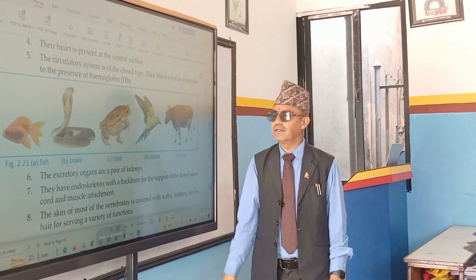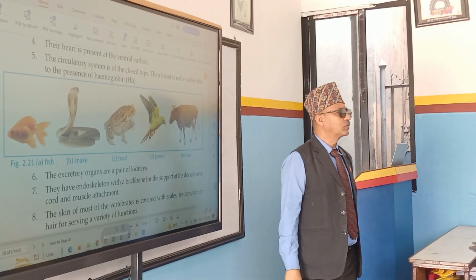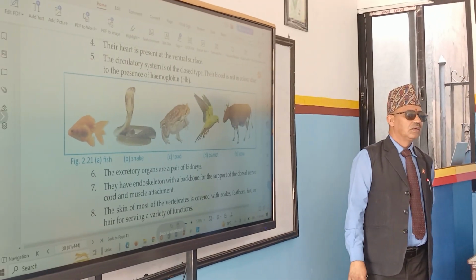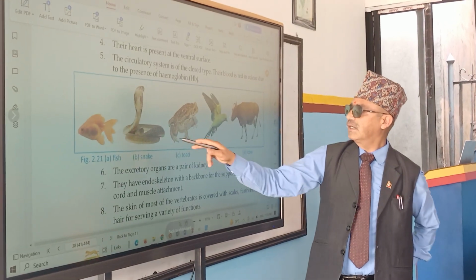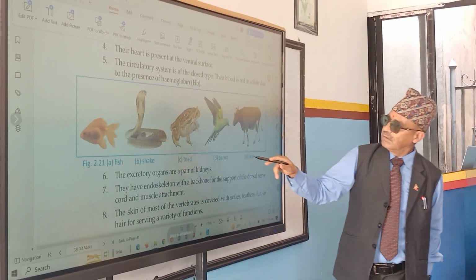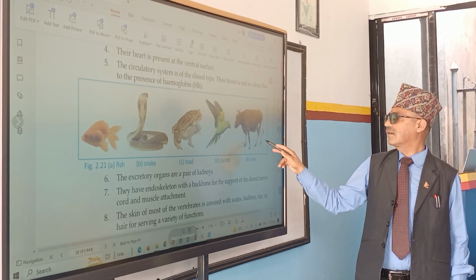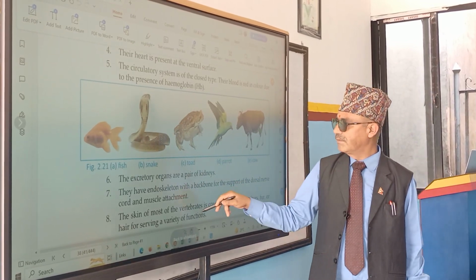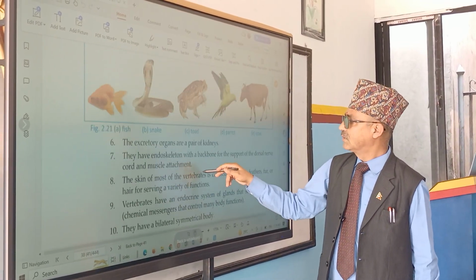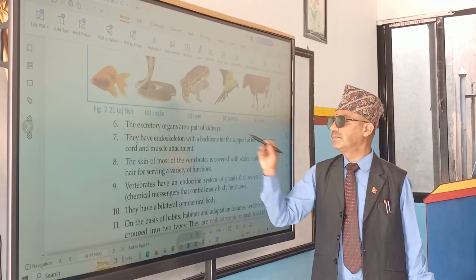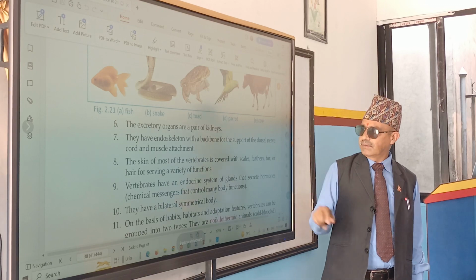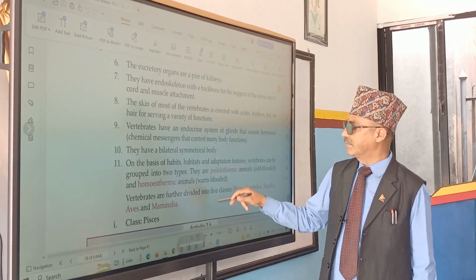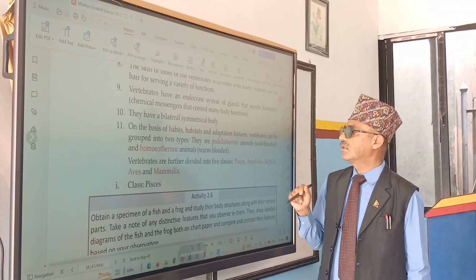Here are some of the animals which belong to vertebrata. What are they? One is fish, snake, toad, frog, parrot, and cow. So, how do they throw out the waste material? Kidney, right? So many characteristics are given.